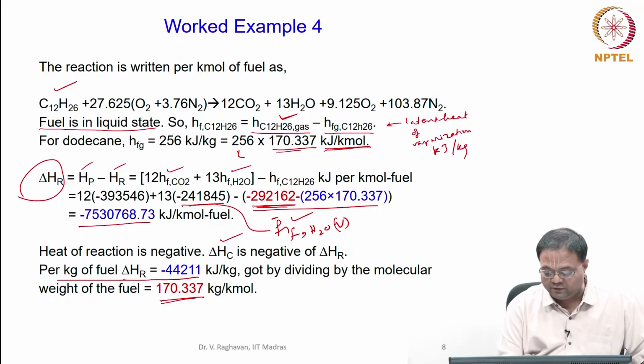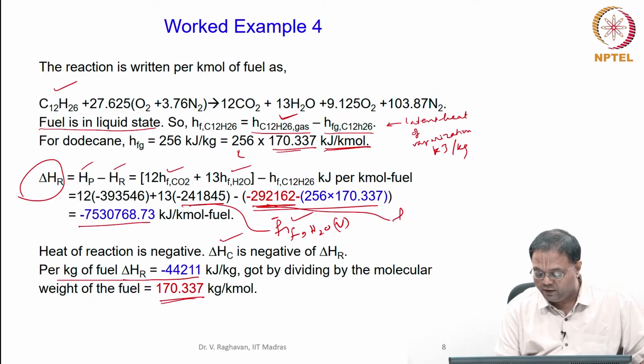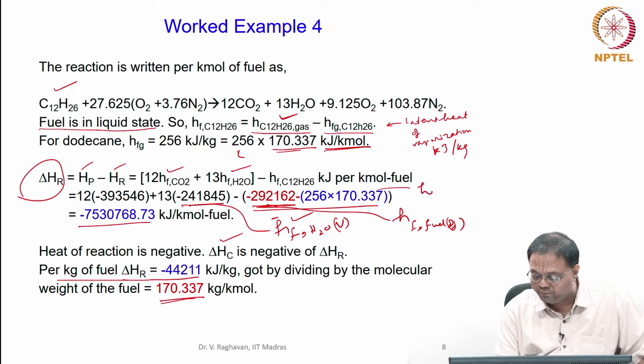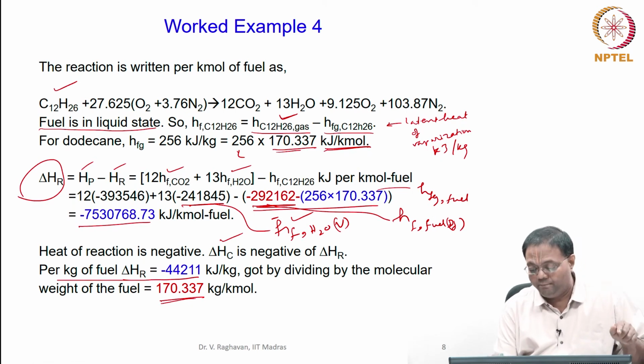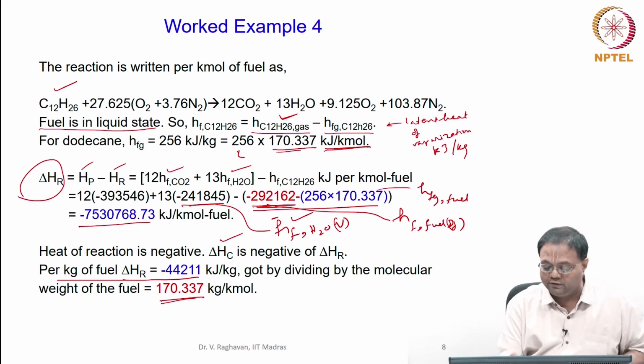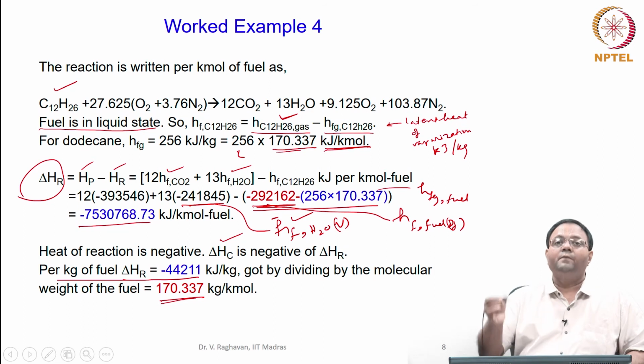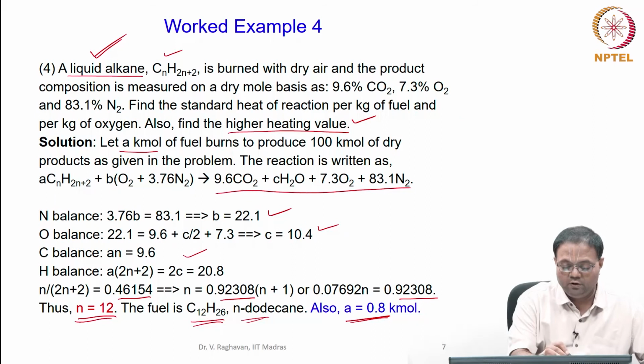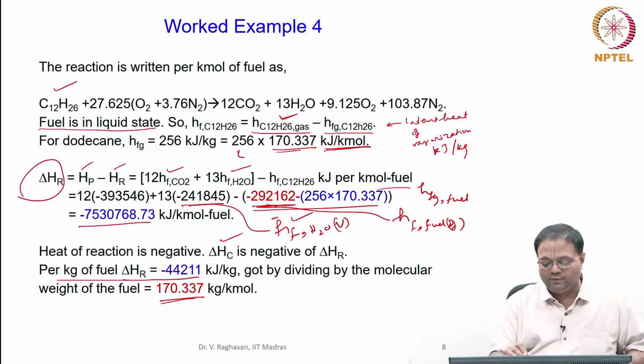What I get from the tables here is the hf of the fuel, which is in gaseous state. That minus this is hfg of the fuel. When I subtract the hfg of the fuel from the hf of the fuel in vapor state, then you get the hf of the fuel in liquid state. That is what the initial condition is, liquid alkane. So, I subtract this.